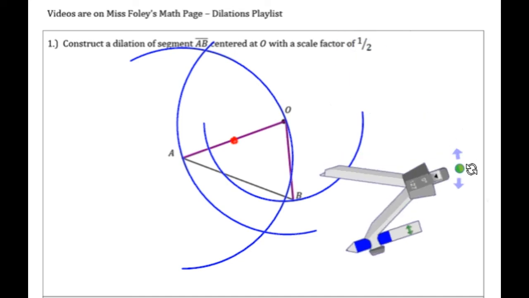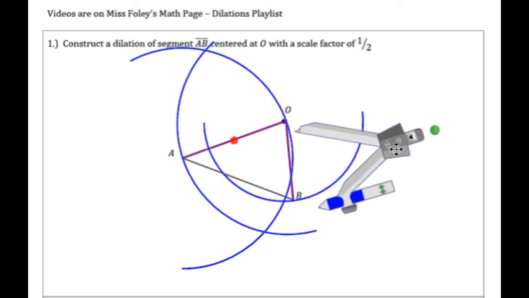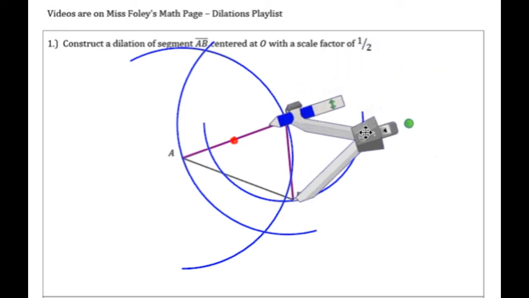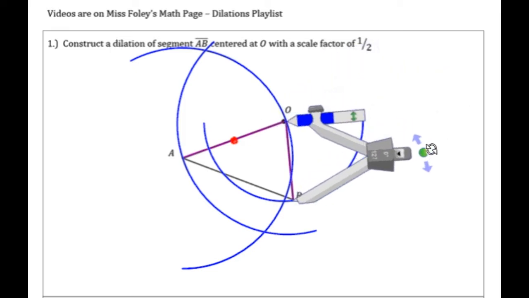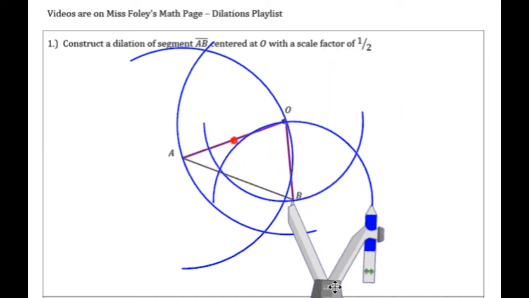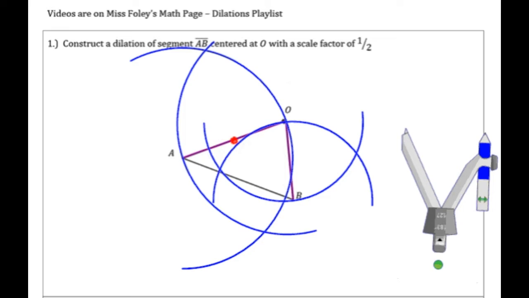So this time you have, did this not flip? Okay, there we go. So the clear piece is on B and then the hole is on O, the center of dilation. Again, construct an arc. It should intersect the first arc you drew in two places. Okay, get your straight edge.